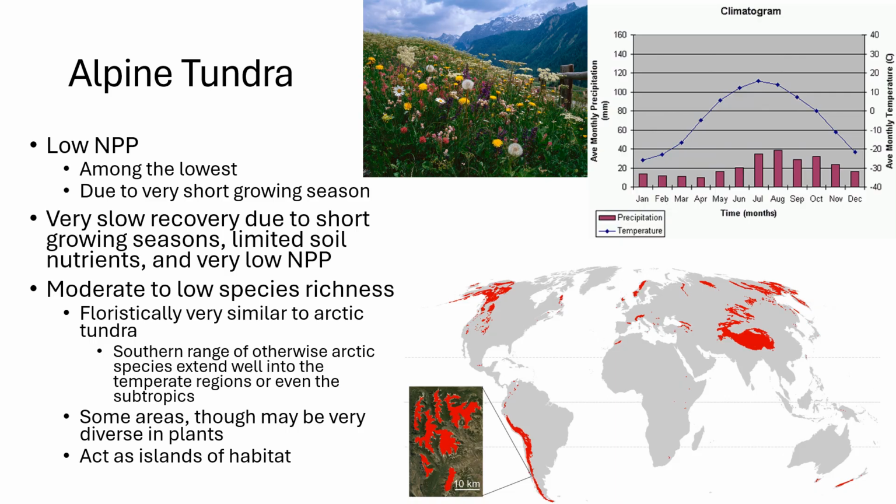And even though it looks like a contiguous area of red down here on this world map, zoom in on this area in the Andes Mountains, where you can see that each little alpine tundra is its own little island of habitat that's separated from other islands, other peaks.